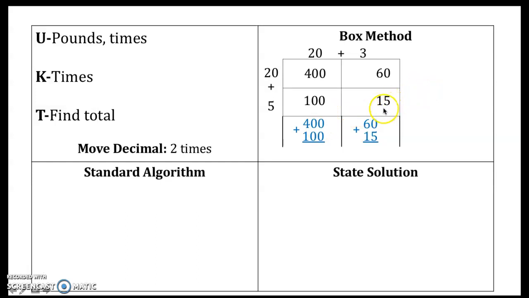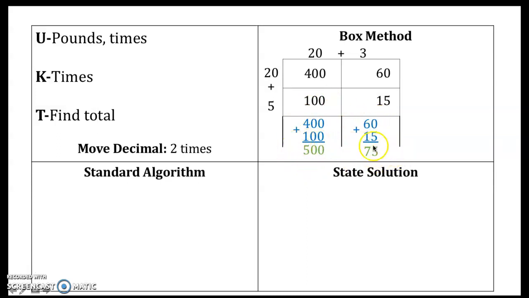Same with our 60 and our 15. Place values, line them up. We've got our ones with our ones, our tens with our tens, and same over here with our ones, tens, and hundreds. These are pretty easy partial products to add up. 400 plus 100 is 500. 60 plus 15 is 75.